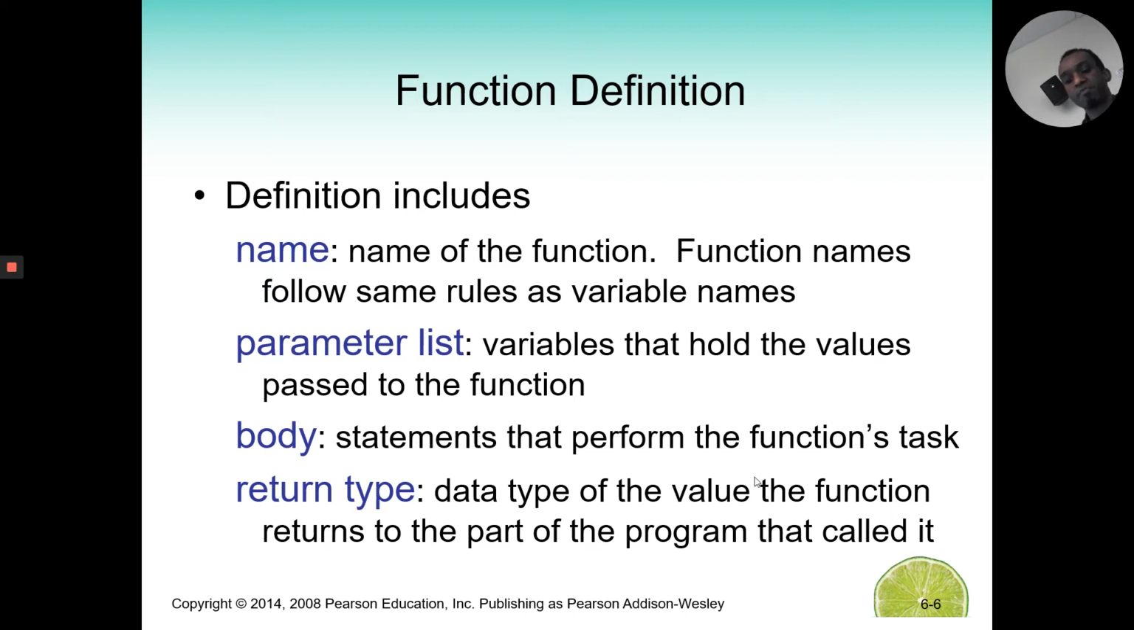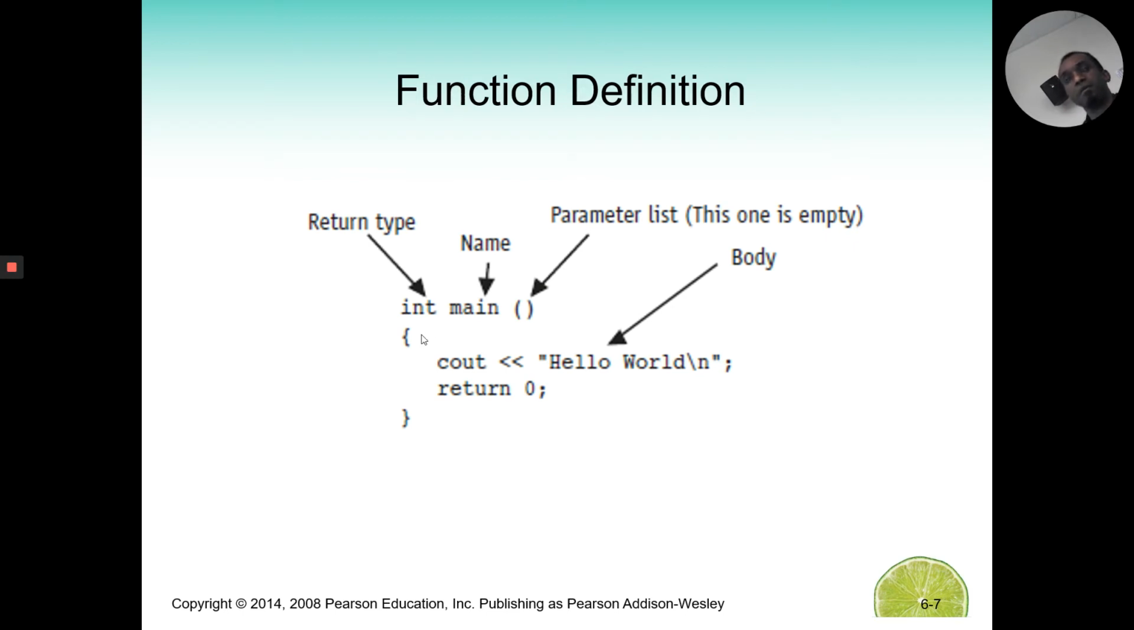The body is the statements that perform the function's task. The return type is the data type of the value the function returns to the part of the program that called it. Is it an integer function? Is it a void function? Is it a float function and so forth? Normally in the driver of the C++ program, we have it as int main. In Java, you see it as void and so forth. So this is the return type. That's the name of the function. This is where the parameter list is. This one is empty right now, and then you have the body.